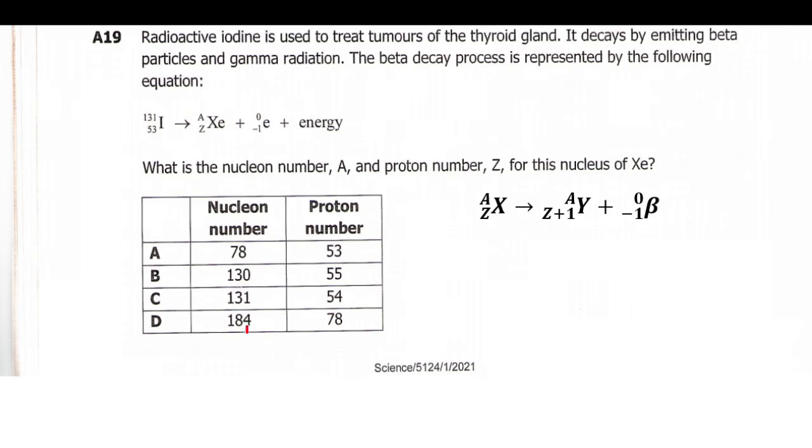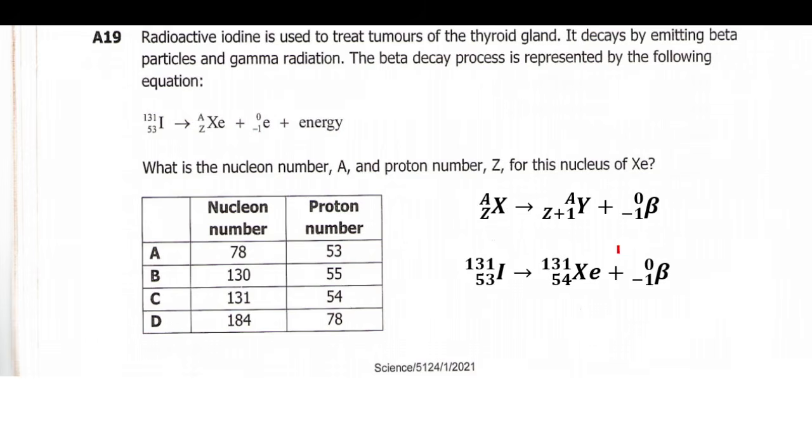So let's look at our answers here. Nucleon number 78, not true. Proton number 53, not true. Proton number Z will be 54, true. Then nucleon number A will be 131. It will be the same. So the answer is this.